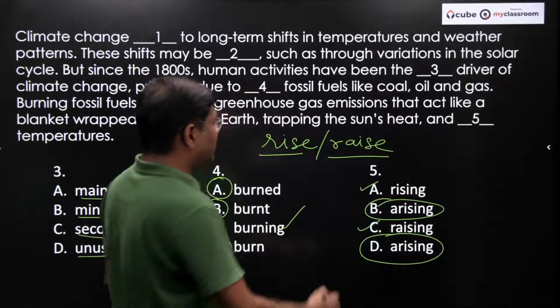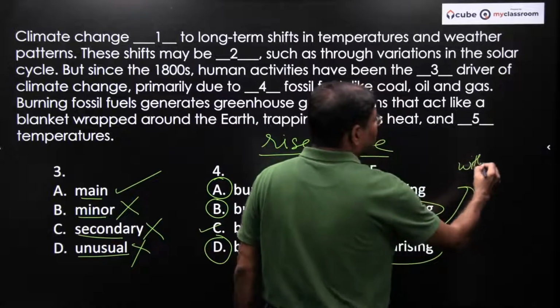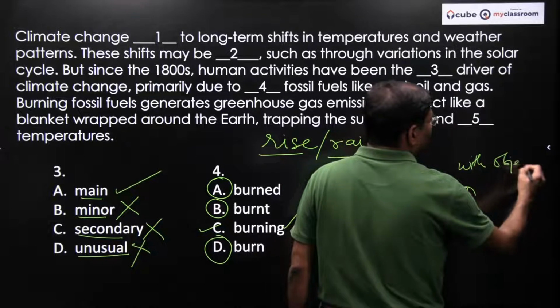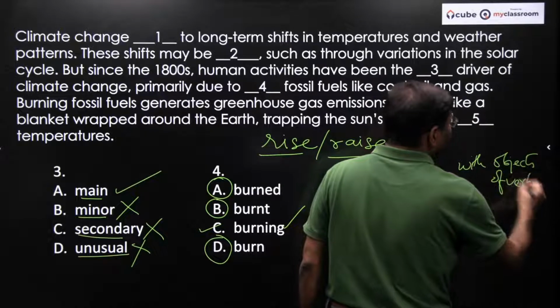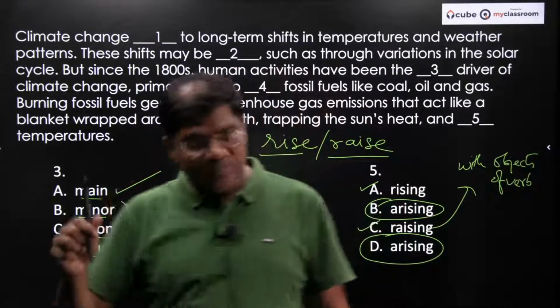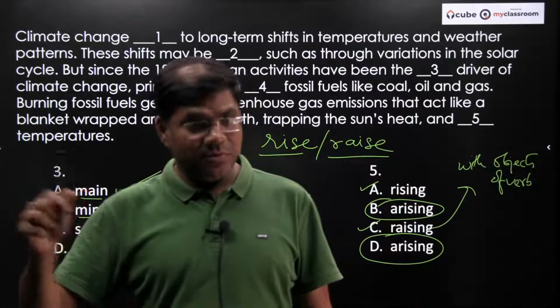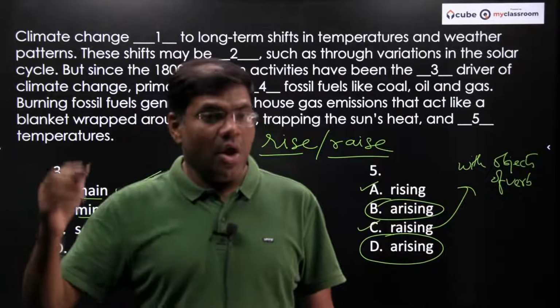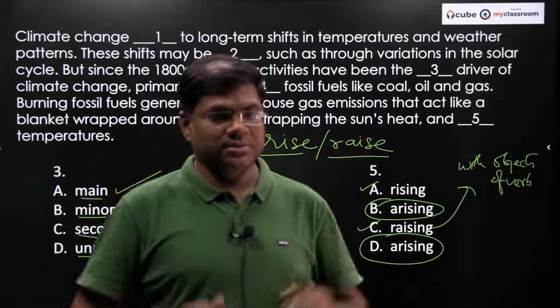So this raise is used with objects of verb. Understand, I am using the word again, with objects of verb. It means that when the verb has an object, then you use raise. When the verb does not have an object, then you use rise.